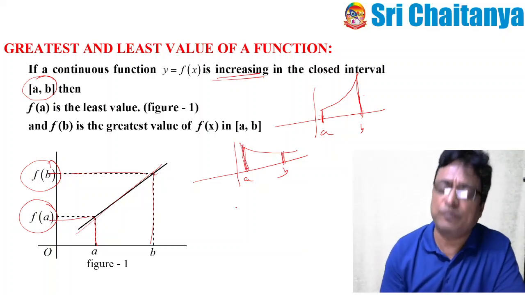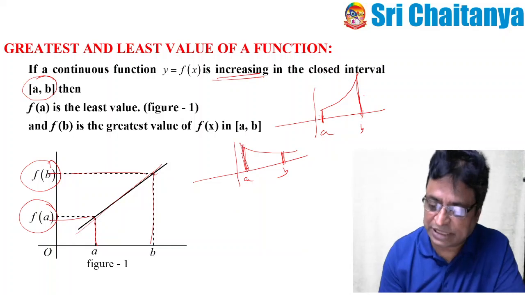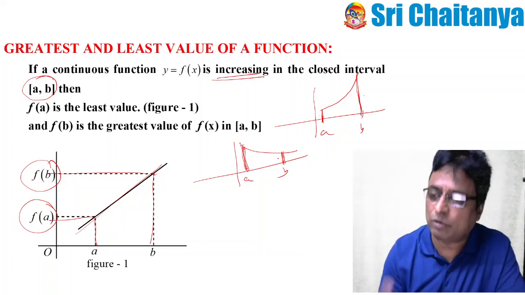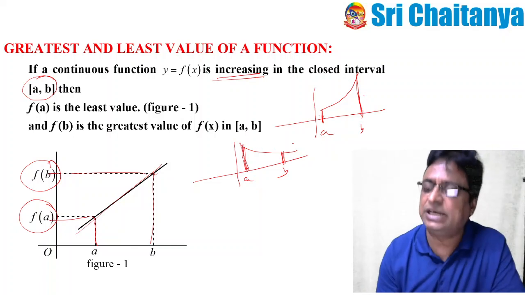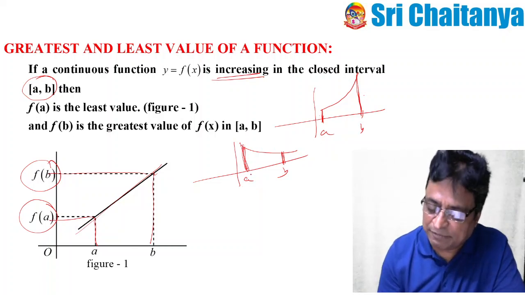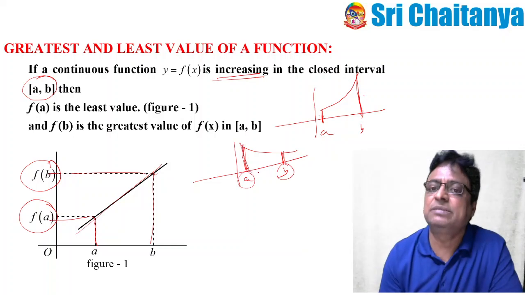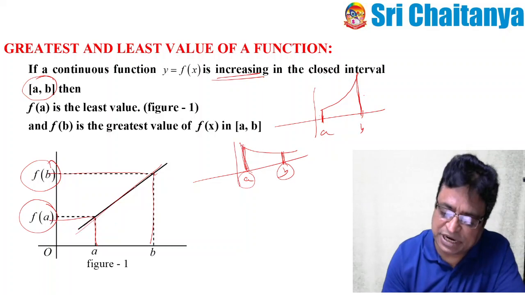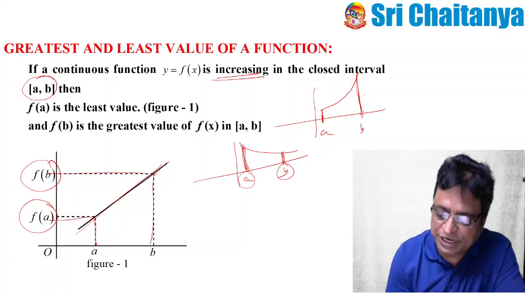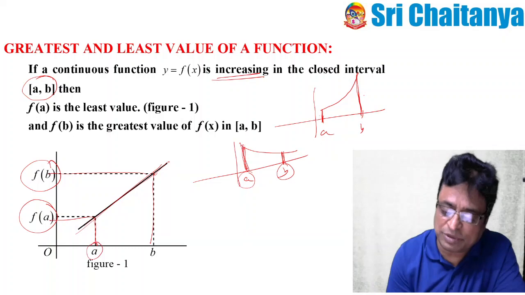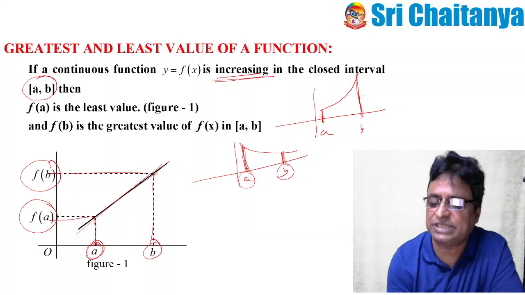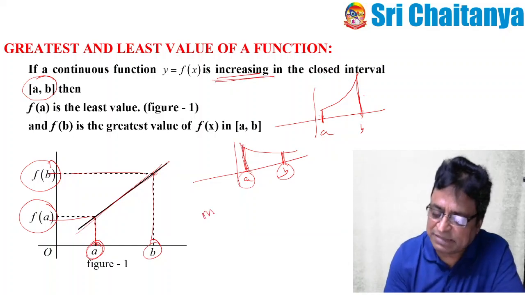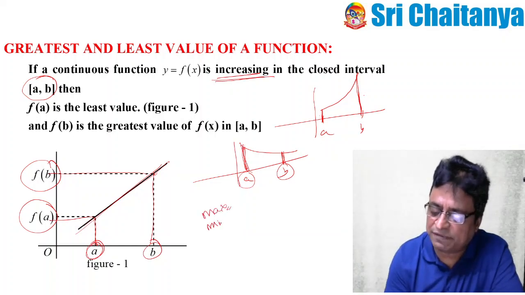So whenever a closed interval is given, for increasing and decreasing functions, the functional values at the extremes become the greatest and least values. Suppose our function is continuous in the closed interval [a, b], then the greatest value is f of b and the least value is f of a, provided the function is increasing. So my friends, maxima and minima values are different, and greatest and least values are different.